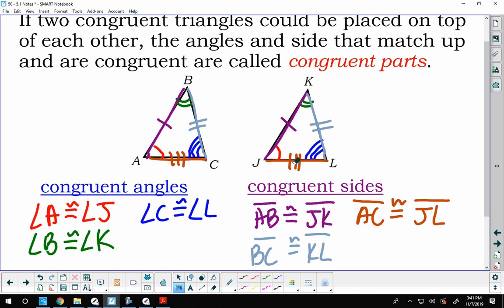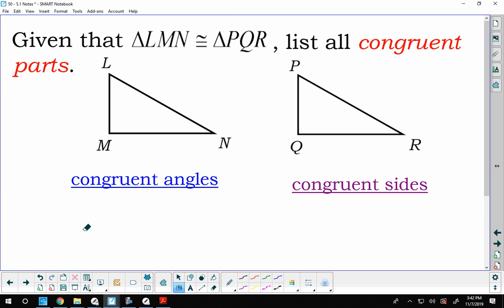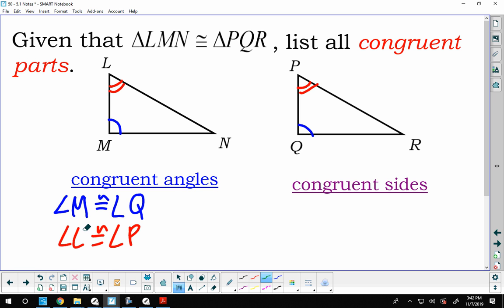So these are two identical triangles. All of the angles are congruent and all of the sides are congruent, and that's what makes them congruent triangles. So given that these two triangles are congruent, let's list the congruent parts. Okay, so if I put these on top of each other, M matches up with angle Q, so we can say angle M is congruent to angle Q. Then we can say angle L matches up with angle P, so they're congruent. And angle N matches up with angle R, so they are congruent.